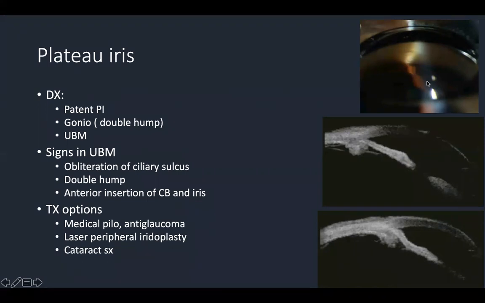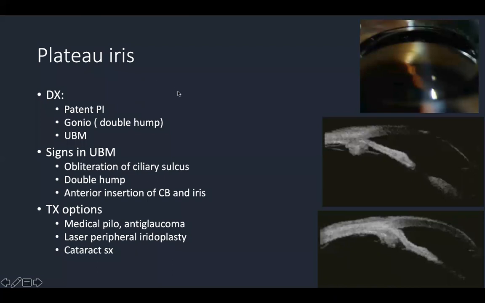So if you are suspicious regarding those two differential diagnoses, you can do UBM. The classical signs of plateau iris on UBM: obliteration of the ciliary sulcus, double hump sign even on UBM, and anterior insertion of the ciliary body and iris itself. And you can see the ciliary body is too large in this case. So most of the cases have a large anteriorly placed ciliary body.